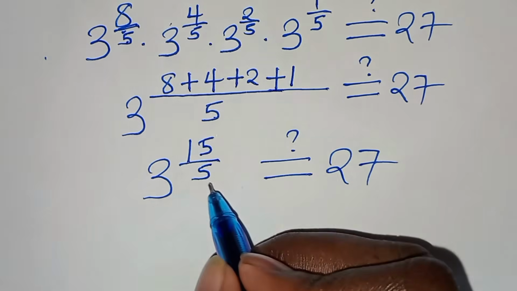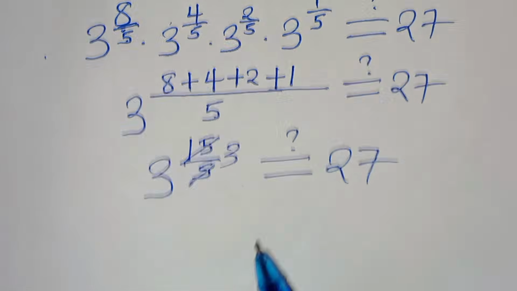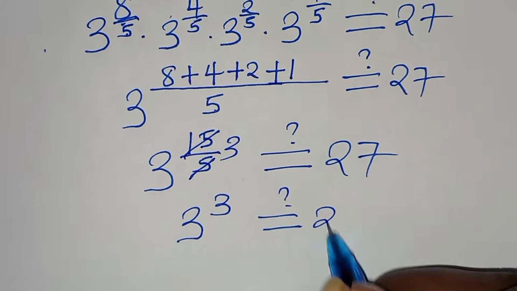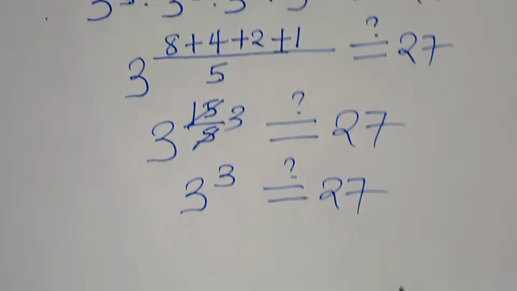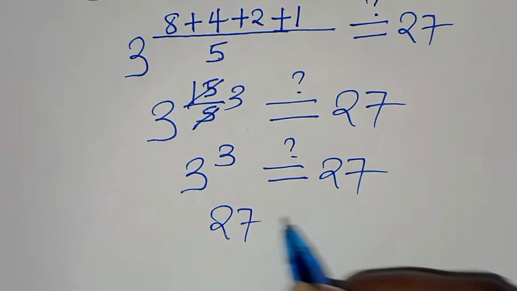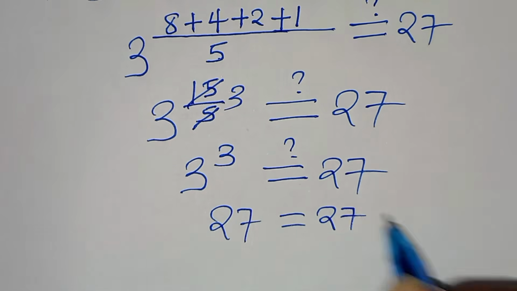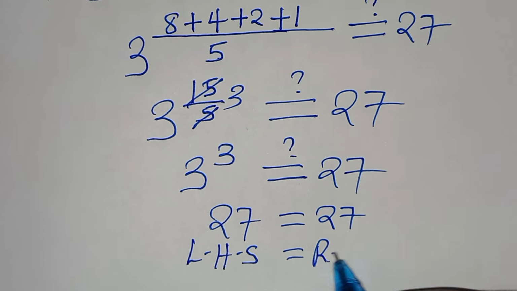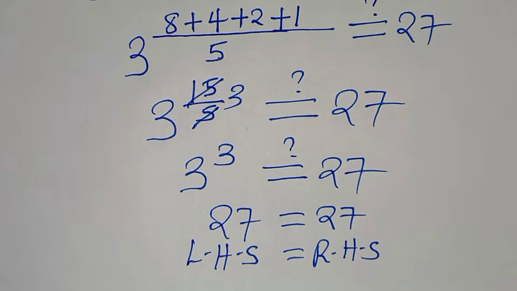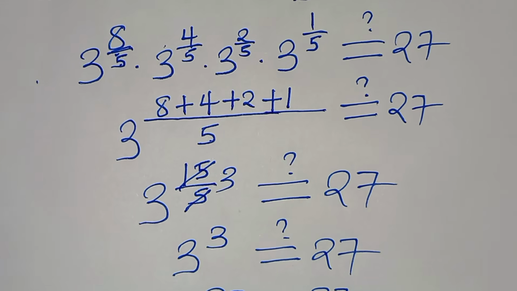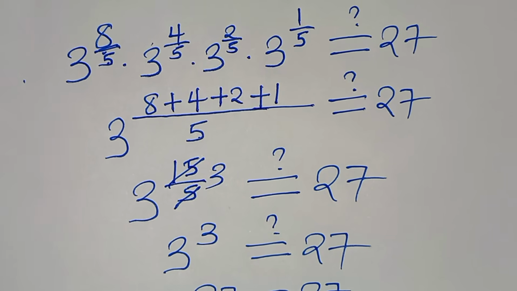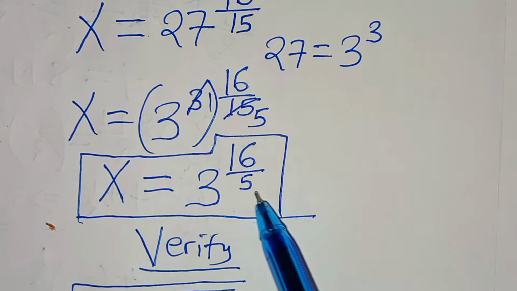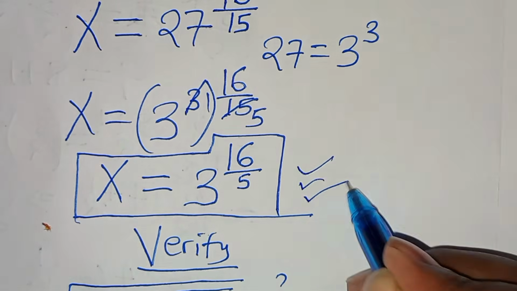So 15 divided by 5, this is equal to 3. So we have 3 to the power of 3. This should give us a value of 27. So 3 to the power of 3, this is 27, which is equal to 27. So the left hand side is equal to the right hand side. And this proves that the value of x here, which is actually equal to 3 raised to the power of 16 over 5, satisfies the equation.